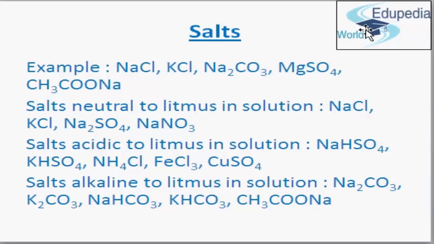Salts are formed by the neutralization of acids with bases. Not all salts are neutral to litmus in solution. The salts which are neutral to litmus in solution are NaCl, KCl, Na2SO4 and NaNO3. The salts which are acidic to litmus in solution are NaHSO4, KHSO4, NH4Cl, FeCl3 and CuSO4. Salts which are alkaline to litmus in solution are Na2CO3, K2CO3, NaHCO3, KHCO3, CH3COONa.